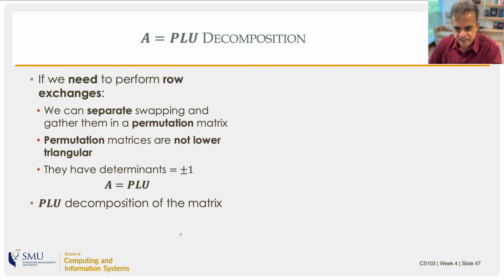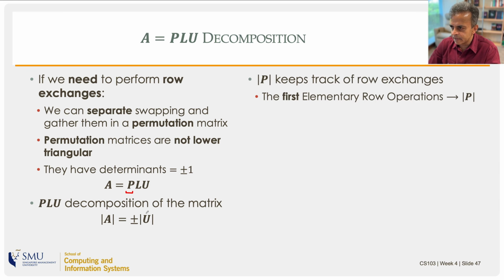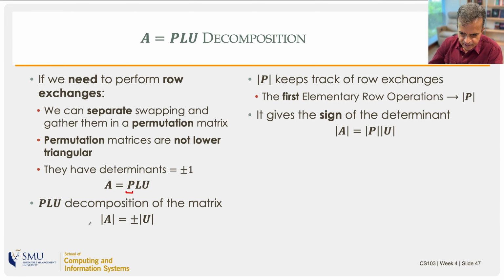P for permutation, L for lower triangular, U for upper triangular. In this case, the determinant of A is going to be plus or minus the determinant of U, and the plus or minus will come from the sign of P. P keeps track of all the exchanges, and that gives the sign of the determinant. By the fact that the determinant of a product is the product of the determinants, you can see that the determinant of A is the determinant of P times the determinant of L times the determinant of U.